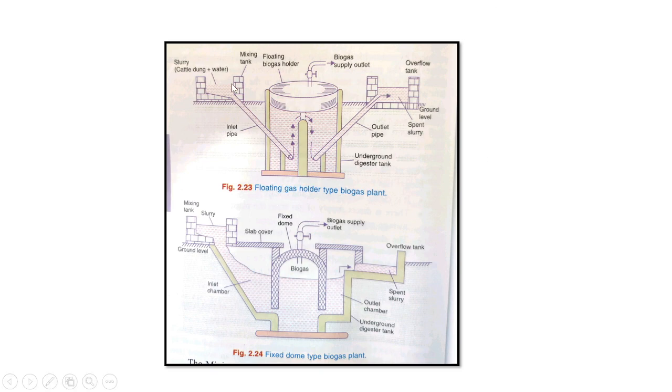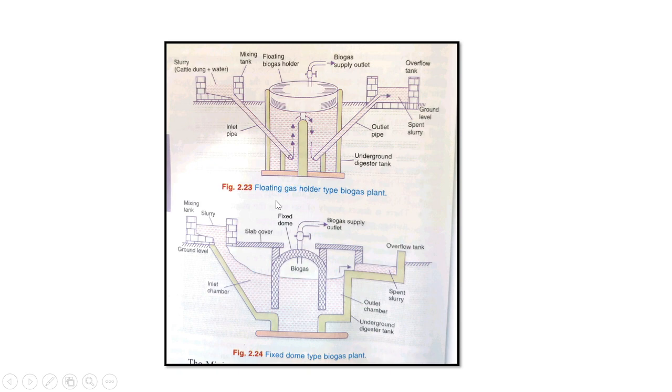So you can observe the inlet pipe, that is dung plus water, the mixing tank, then the bacteria digest whatever material is present, and from another outlet pipe the gas is coming, and then it is developed or passes through a different pipe or the outlet. So another is a fixed dome type. So this one is a floating gas type, okay, because the gas is coming over here. The next one is fixed dome.